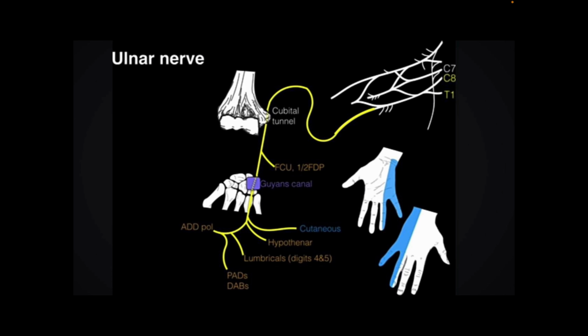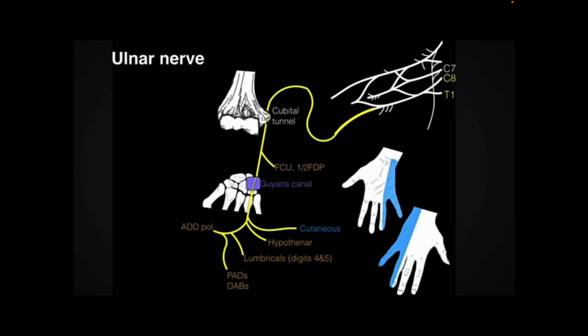The medial cord, as you can see in the picture in the top right hand corner, is formed by the union of the C8 and T1 spinal nerve roots. So the root value of the ulnar nerve is usually C8 and T1, although in some individuals C7 also has a contribution to the formation of the ulnar nerve. But largely speaking, C8 and T1 is the root value of the ulnar nerve.